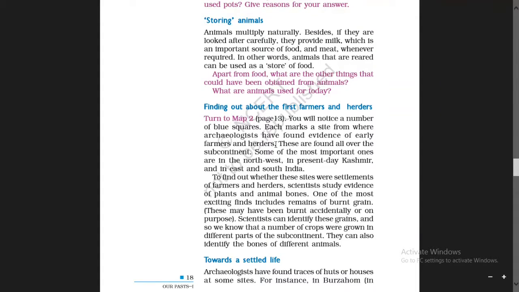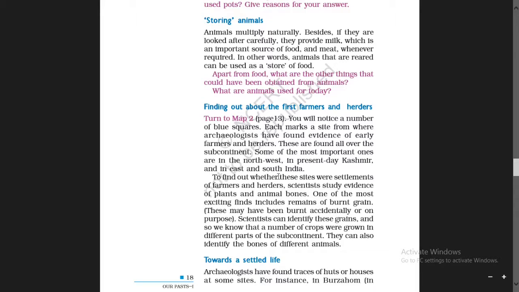Boys, these blue squares mean that these were the sites from where archaeologists have found proof, evidence means proof, of early farmers and herders. Early farmers and herders used to settle there. These are found all over the subcontinent, that means the entire country. But some of the most important ones are in the northwest, in present day Kashmir, and in East and South India.